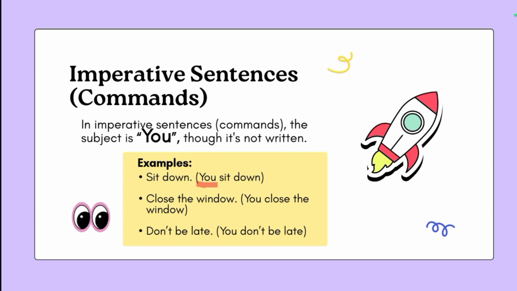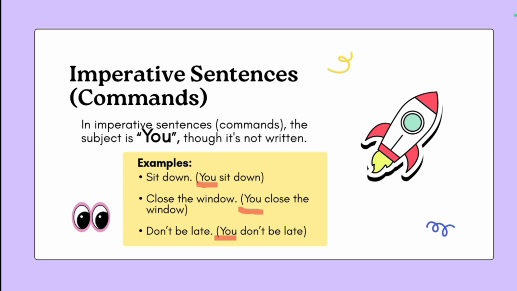Close the window. Again there is no subject. So we consider you as the subject, and "close the window" will become the predicate. Don't be late. Again there is no subject. So we assume it to be you. That will become the subject, and "don't be late" is the predicate.